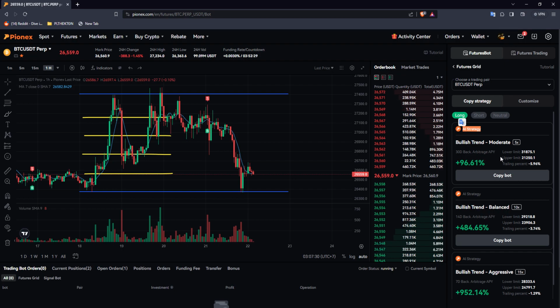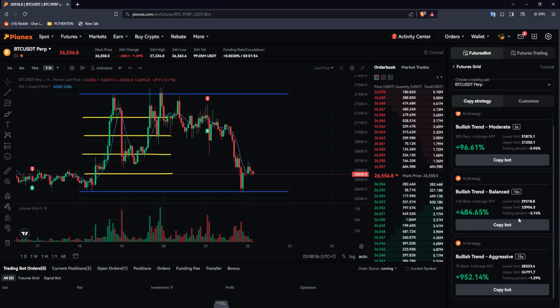So what you guys need to pay attention to is the first thing, the leverage level. For this one, the leverage is 5x, right? And 30-day back means that the bot is created based on the backtested data of the last 30 days. And the calculated APY based on the data is 96.61%. This is the price range that it will trade in, and this is the max drawdown. So basically, the maximum loss that it encountered based on the data of the past 30 days.